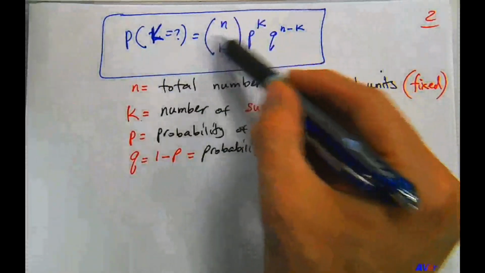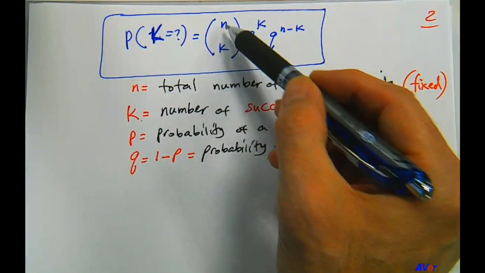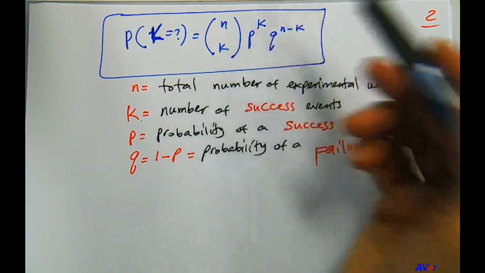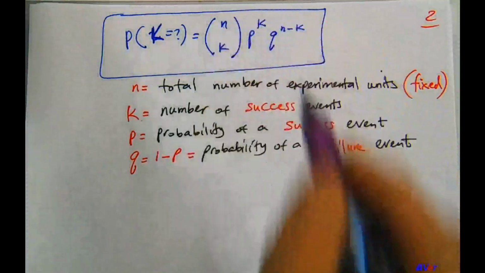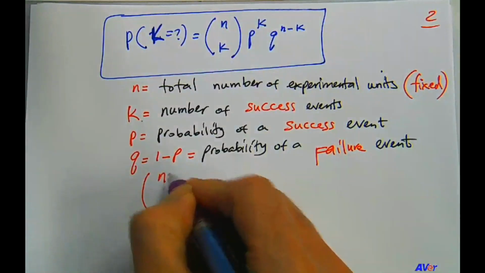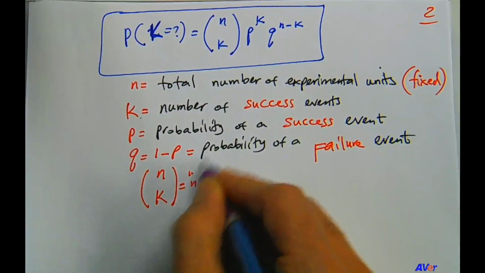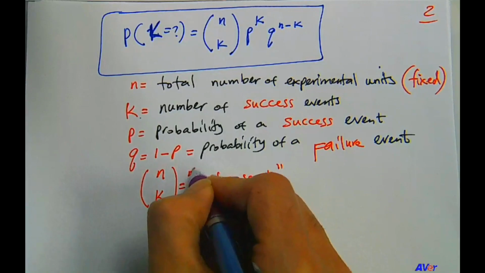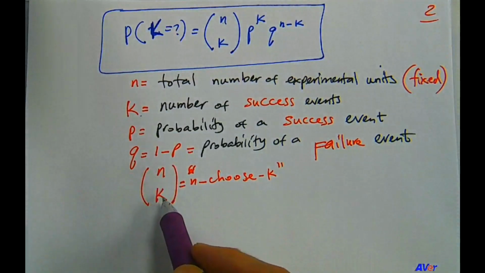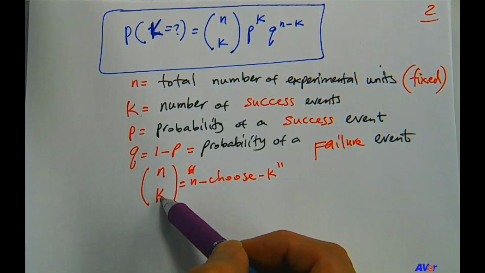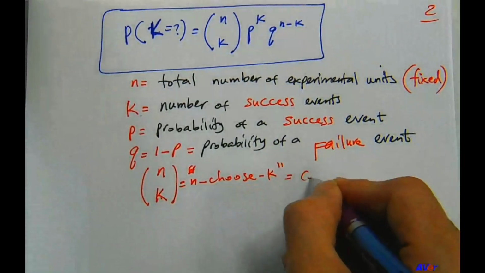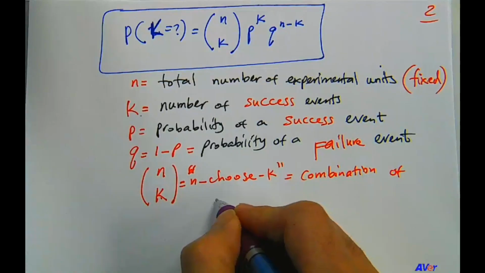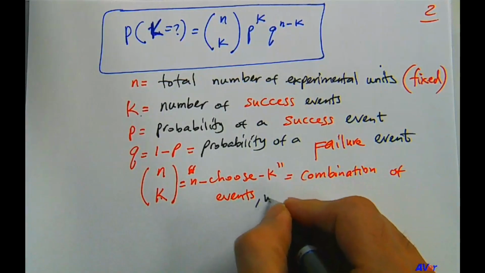This piece, this is not n divided by k, this is n choose k. This is the combination calculation we learned in chapter 8, section 8.5. The way we read this is, quotation marks, n choose k. N choose k, not n divided by k. There's no division going on here. N choose k is the same thing as the combination of events, which was the topic of section 8.5.